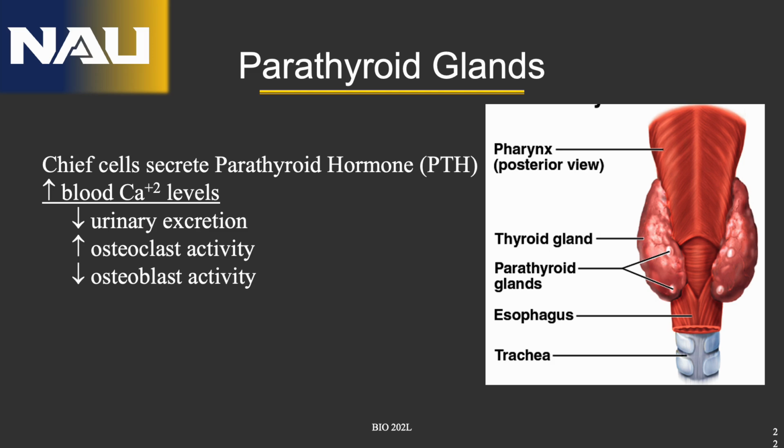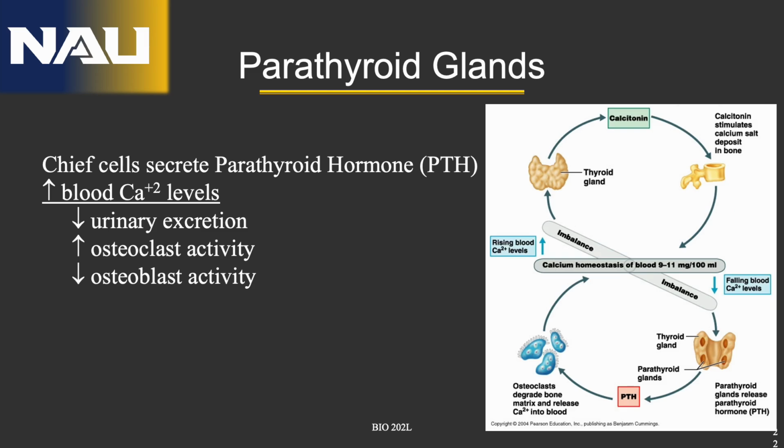secrete parathyroid hormone in response to low calcium levels detected in the blood. Parathyroid hormone also stimulates the synthesis of vitamin D. Parathyroid hormone stimulates the release of calcium from bones by activating osteoclasts, which lead to bone resorption. Let's walk through this graph.